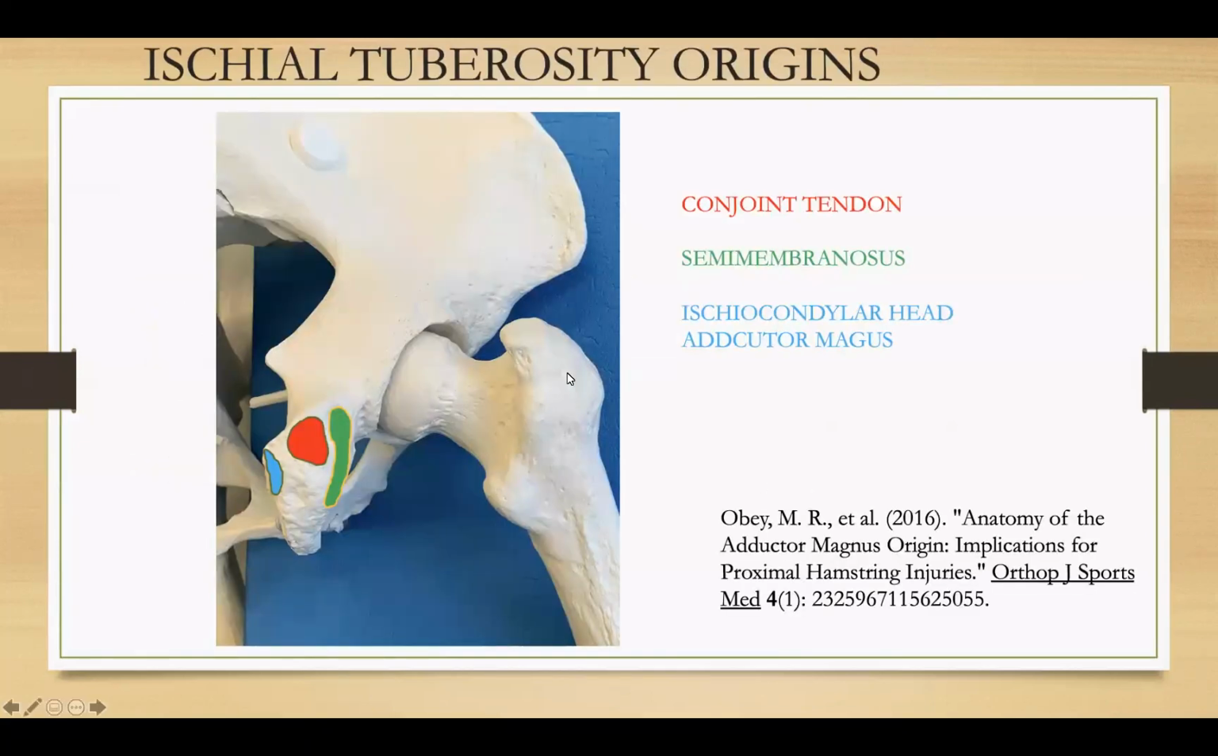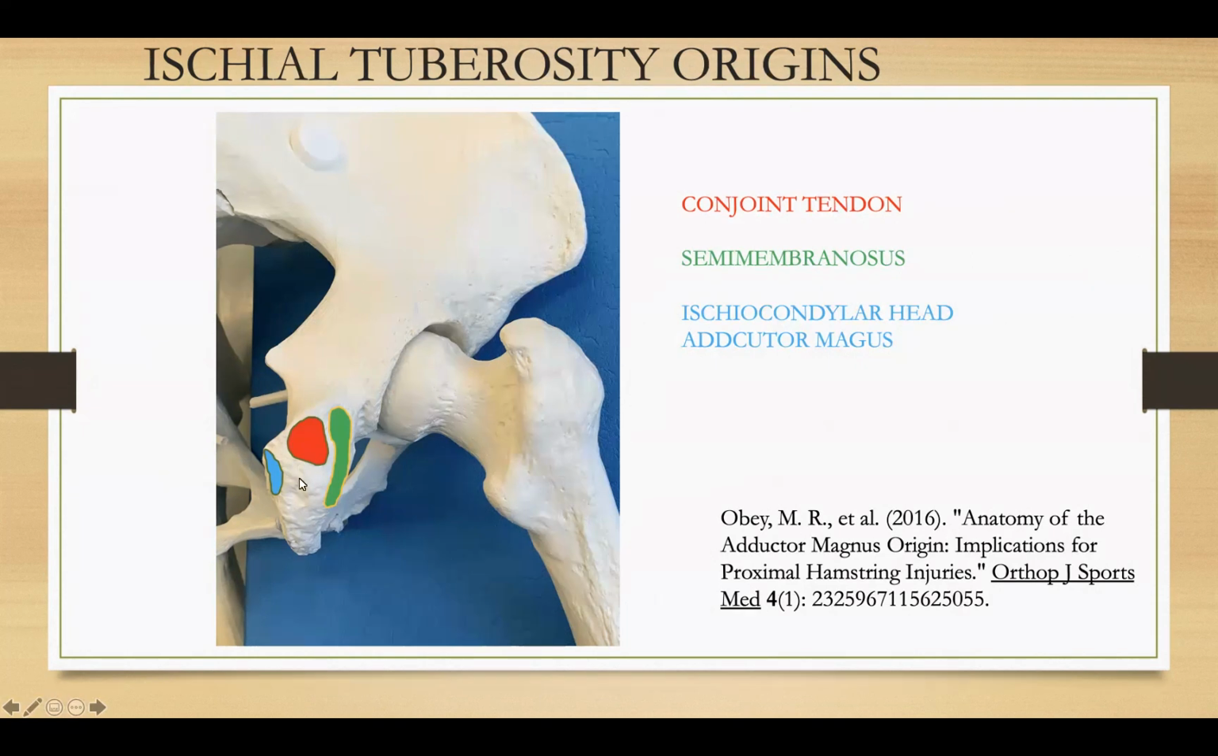Here, this anatomic model shows the relative origin of some of the relevant tendons of the region that we're going to look at. So just to orient you, this is the pelvis. It's facing us, looking at it from the posterior aspect.